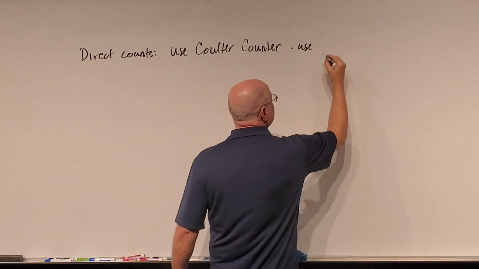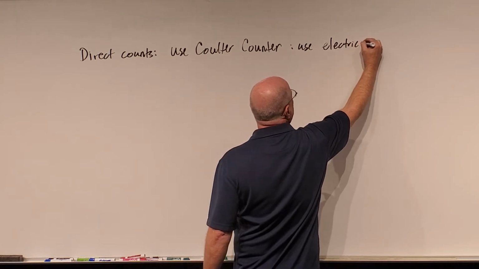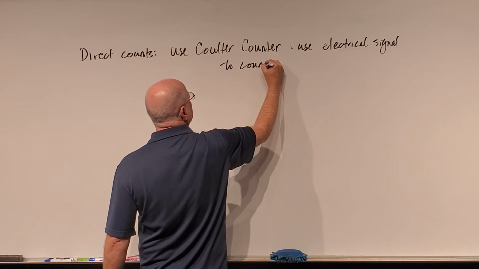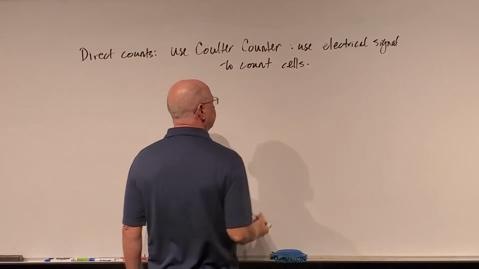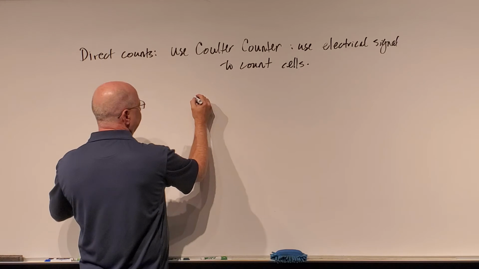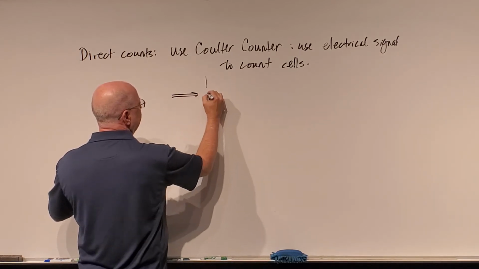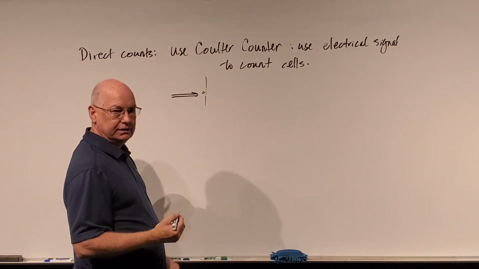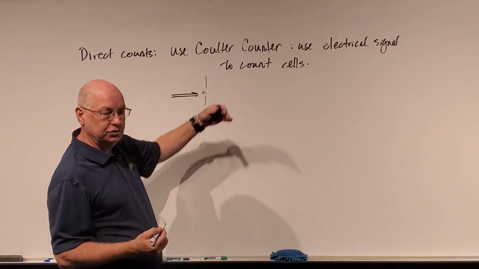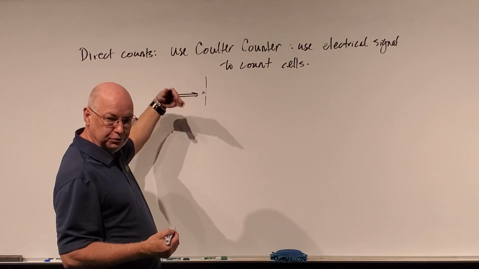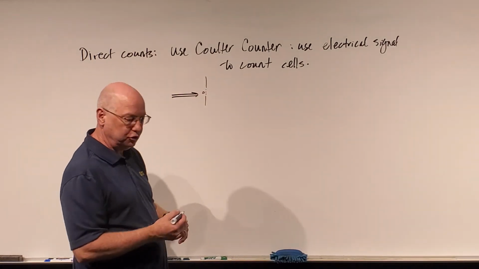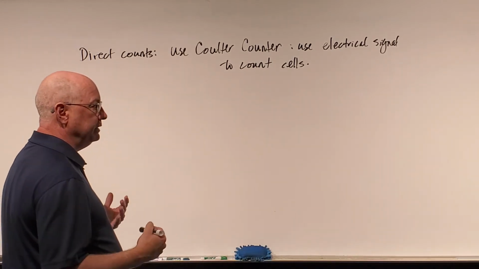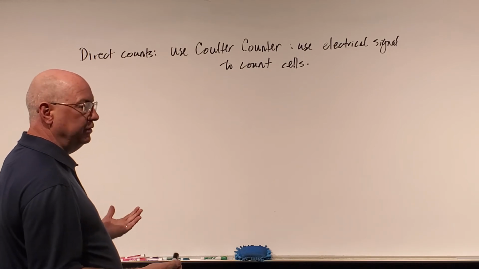It uses an electrical signal to count cells. Essentially, if I have a fluid passing through something and I have an electrical signal across here, every time something interrupts that signal, I count that as a cell. So I can pass a number of cells through an electrical signal, and the computer will actually count the number of disruptions or interruptions. It's a really good way to count almost the direct number of cells.